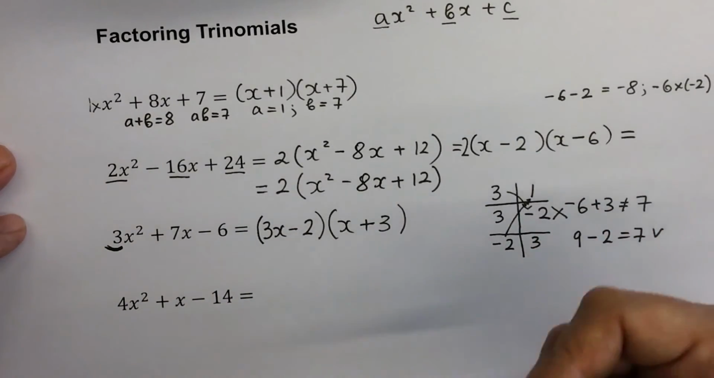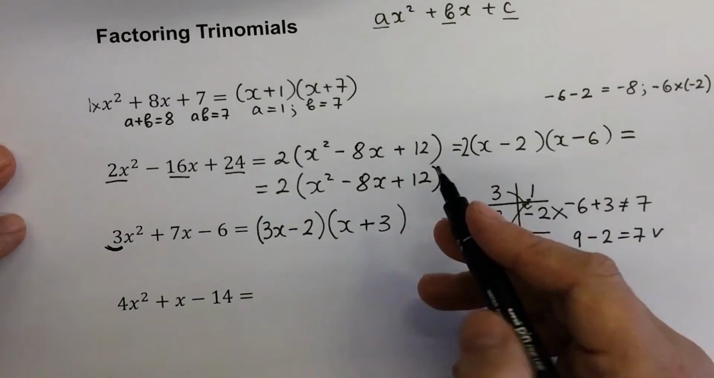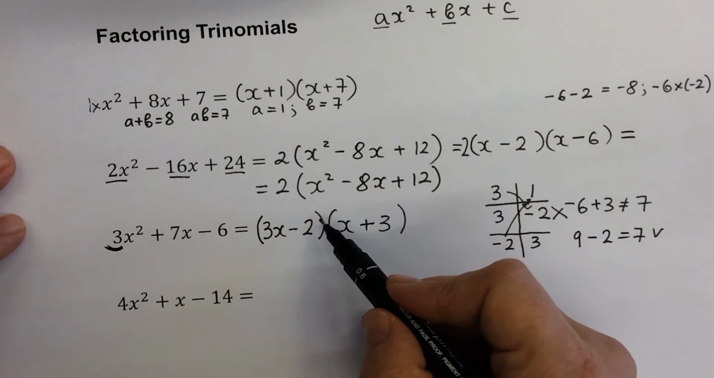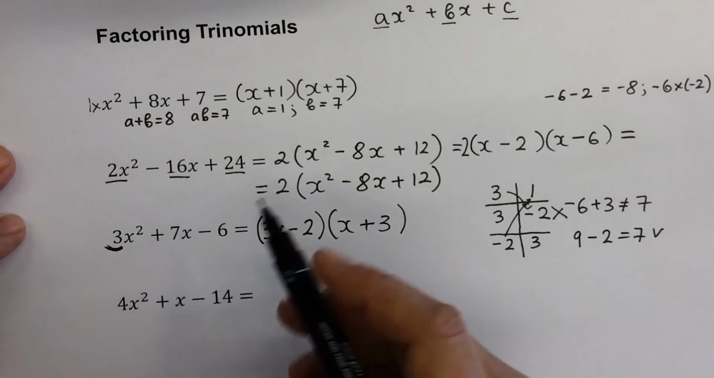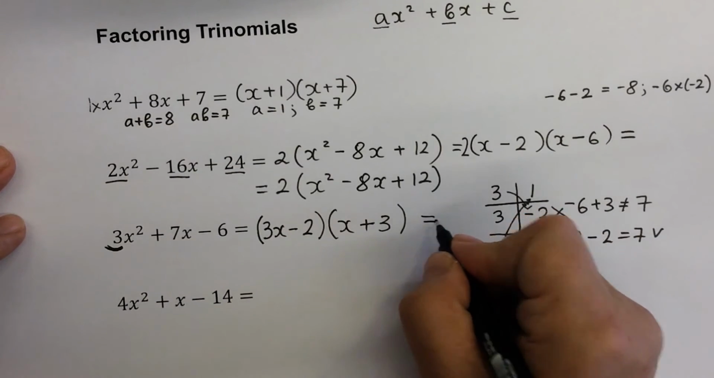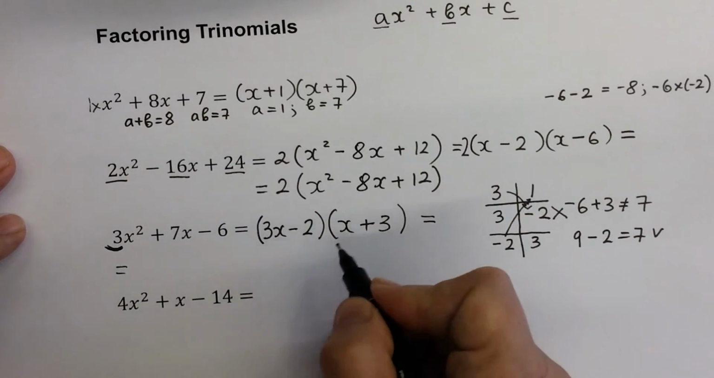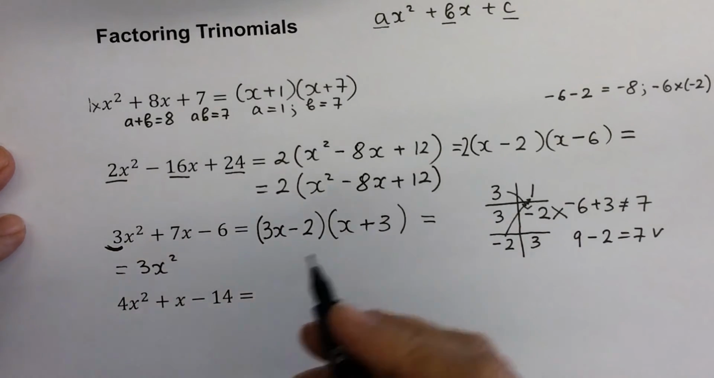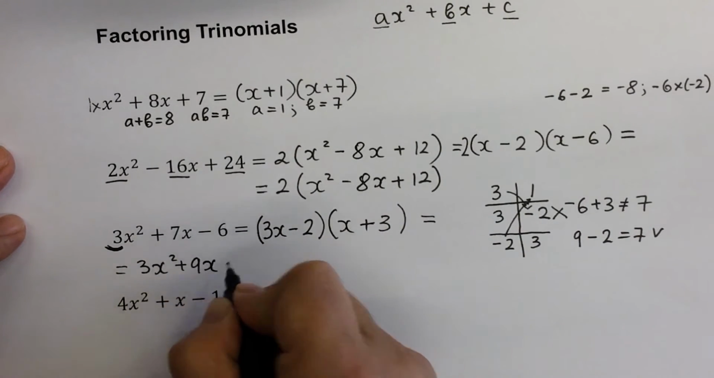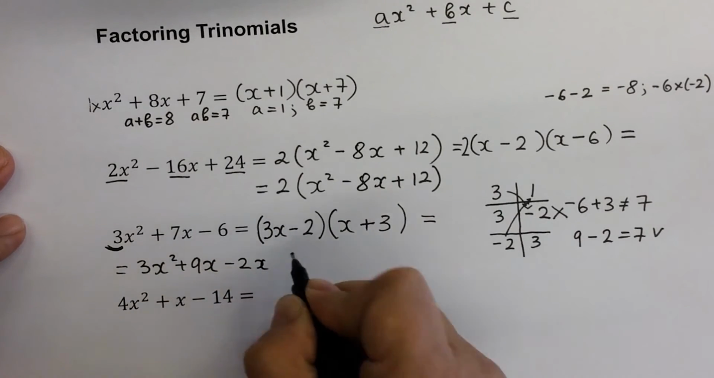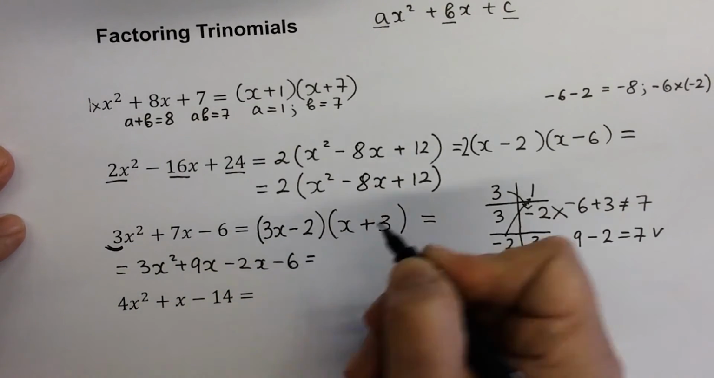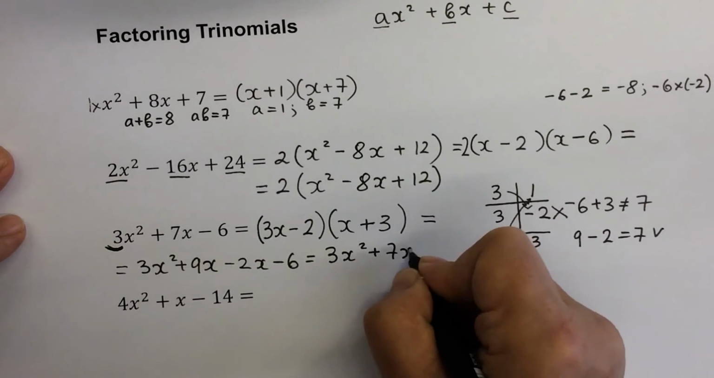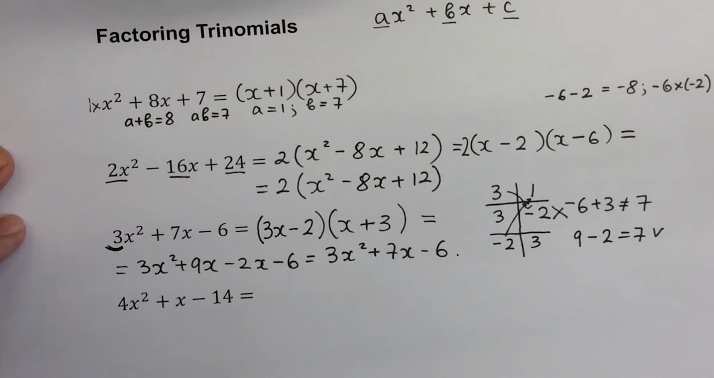Okay, let's check whether or not we factorized correctly. That is, if we expand this expression, we have to come back to 3x squared plus 7x minus 6. So I'm going back. 3x times x gives me 3x squared. So far, so good. 3x times 3 gives me plus 9x, minus 2x, minus 6, and that is exactly 3x squared plus 7x minus 6.